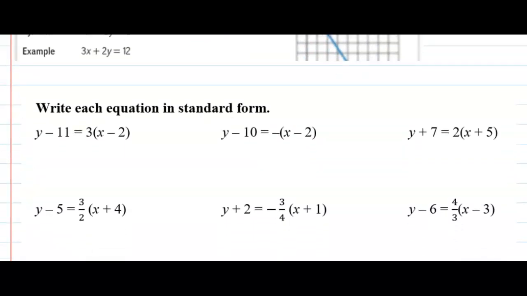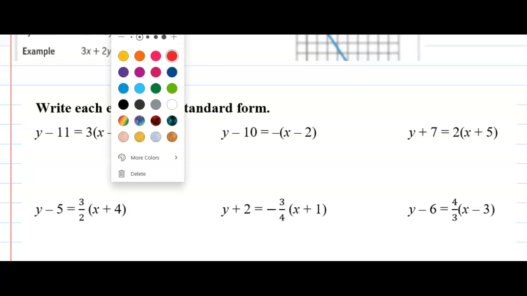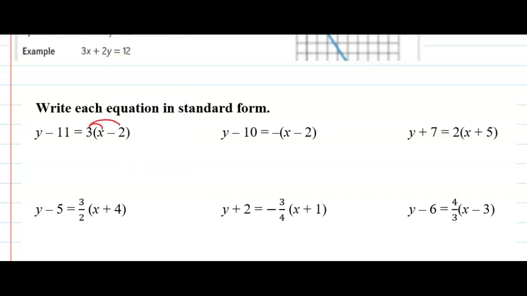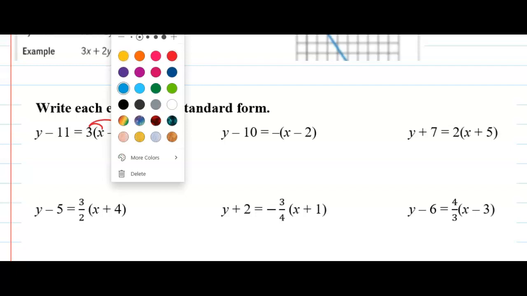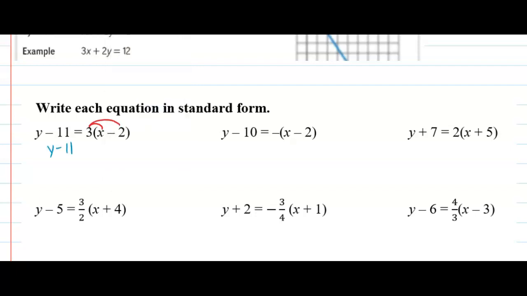Remember, our criteria: we want x and y on the left side with no fractions. The coefficient of x must be positive. Let's see. We don't want any parentheses, so let's distribute first. That's step 1. Get rid of the parentheses. Now, we have y on the left, but we want x on the left as well. So I'm going to move the x term to the left side by subtracting it.